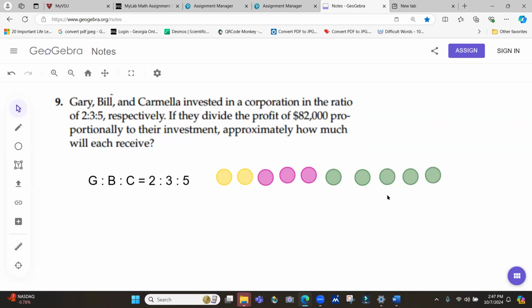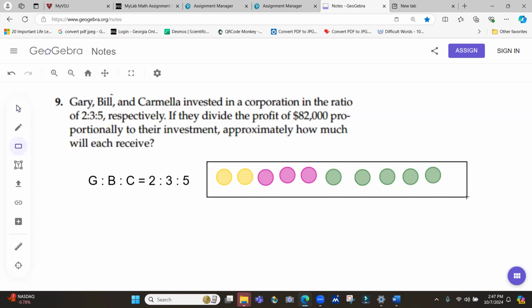Now, all of this, 5 for Carmela, 3 for Bill, 2 for Gary, all together is worth $82,000. All of this is 82,000 bucks. How do I know that? Because the question says so. Now, I need to find the value of each circle. If I can find the value of each circle, I'm good to go. To find the value of each circle, I'm going to take 82,000 divided by 10. Why 10, guys? There are 10 circles.